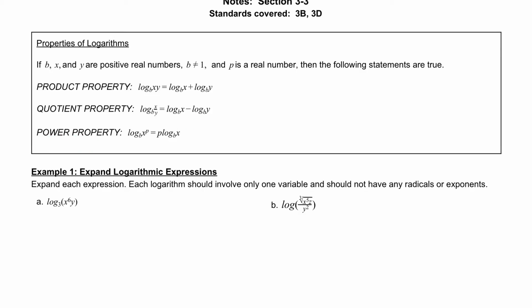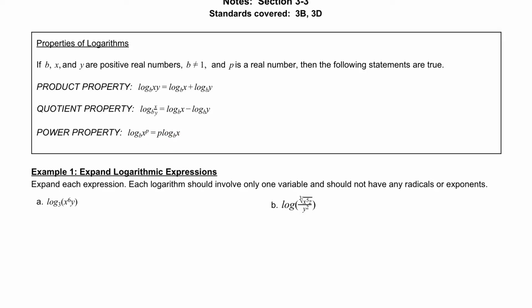And we have our power property. Our power property says that we have the log base b of x to the p, where we bring that exponent out in front as a multiplier. So the exponent comes out in front times the log base b of x.